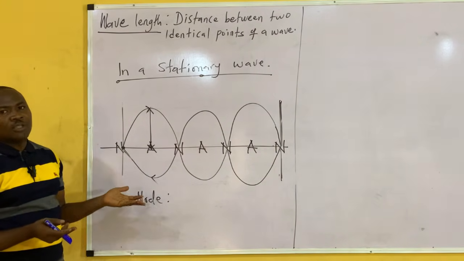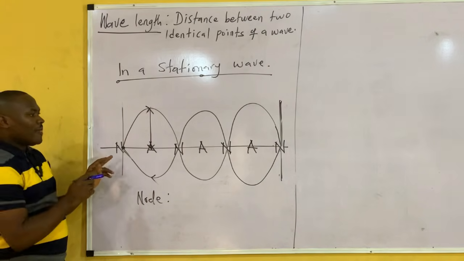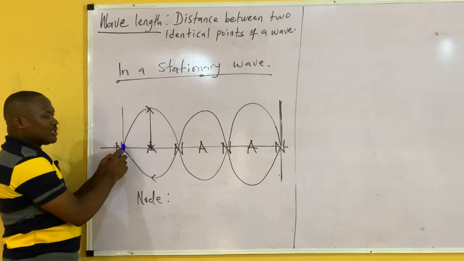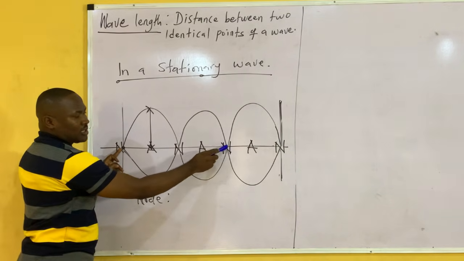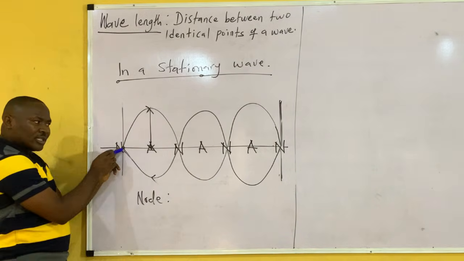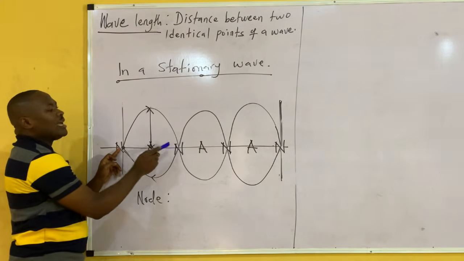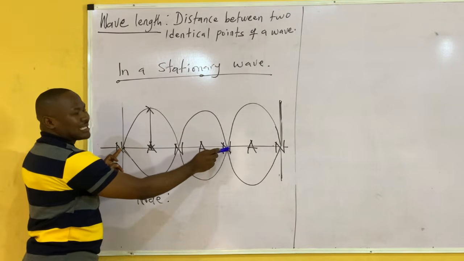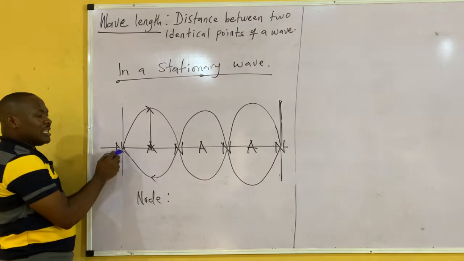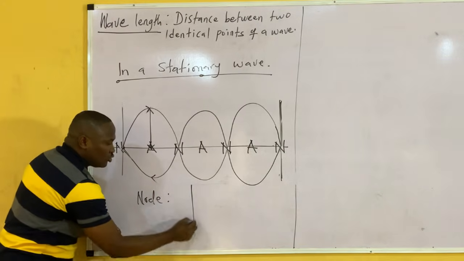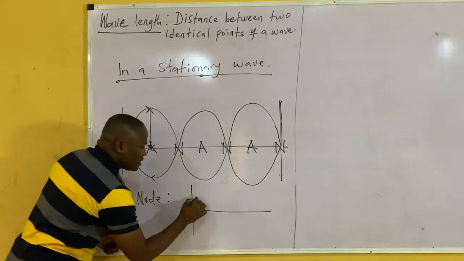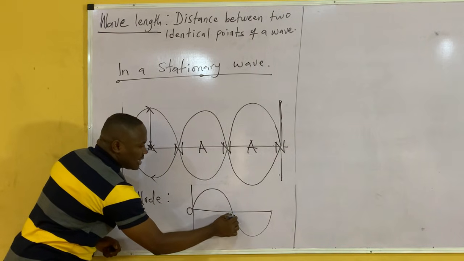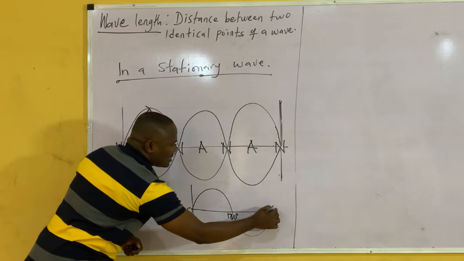How do we calculate wavelength in such a case? Remember, this point is not identical to this point. Rather, this point is identical to this point. I repeat again, this point is not identical to this point. Although they are node and node, this point is actually identical to this point. Why? Because if you take the degree format of it, you realize that this is 0 degrees, this is 180 degrees, while this is 360 degrees.